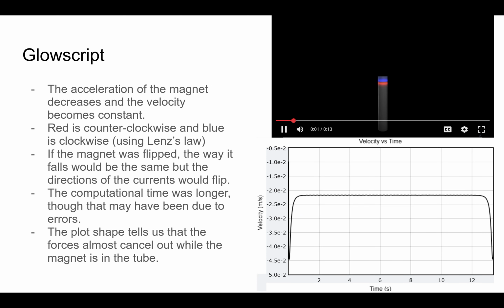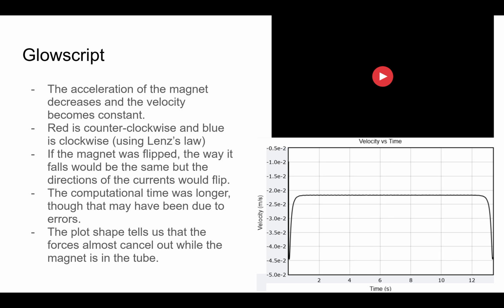So here is what the model looked like. The acceleration of the magnet decreases and the velocity becomes constant. Red is the counterclockwise direction and blue is the clockwise direction, using Lenz's law. If the magnet were flipped, the way it falls would be the same, but the directions of the currents would flip. The computational time was longer, so the time found through the model was actually longer than the time found through the real-life experiment, though that could have been due to errors, specifically in the code.